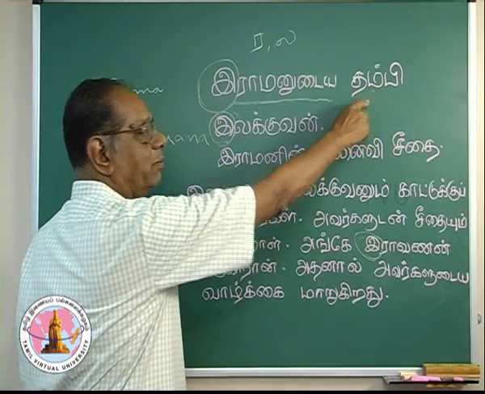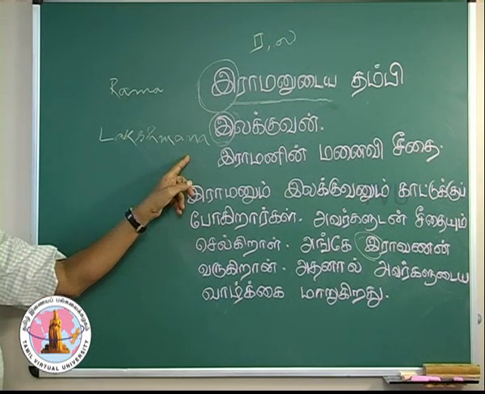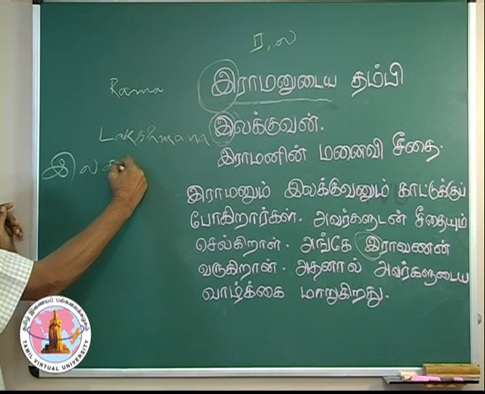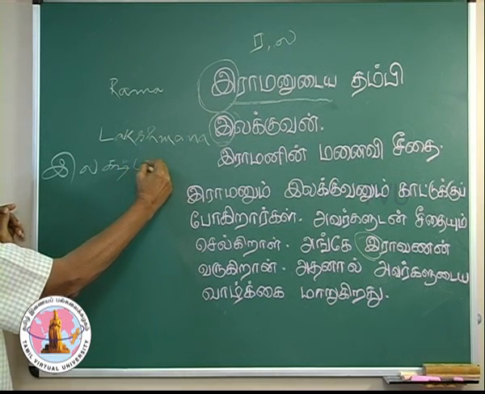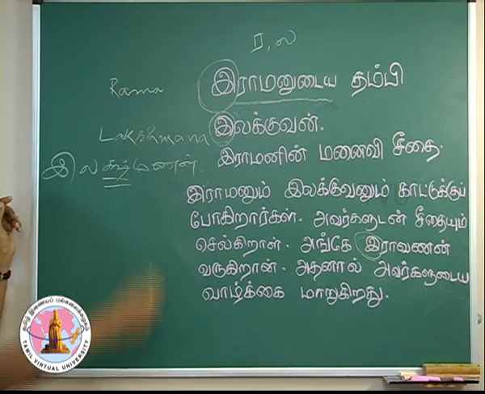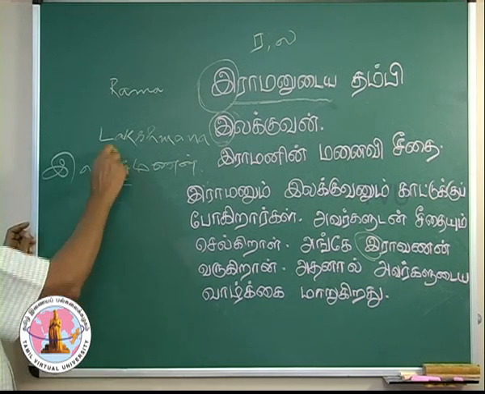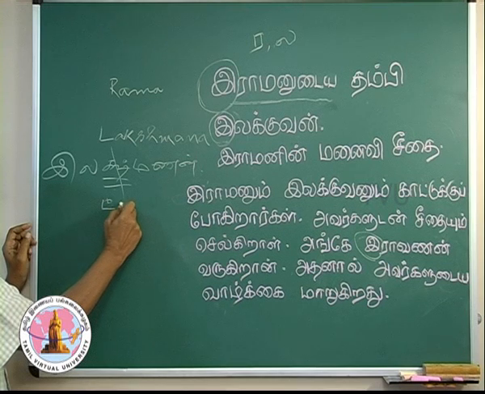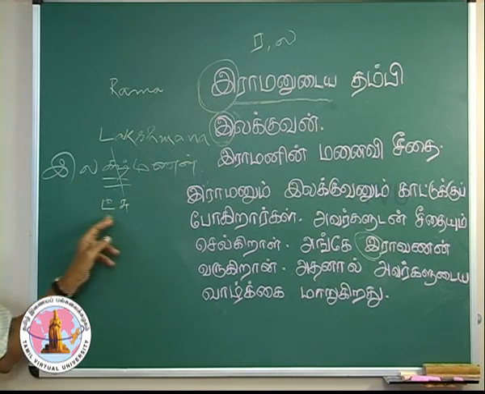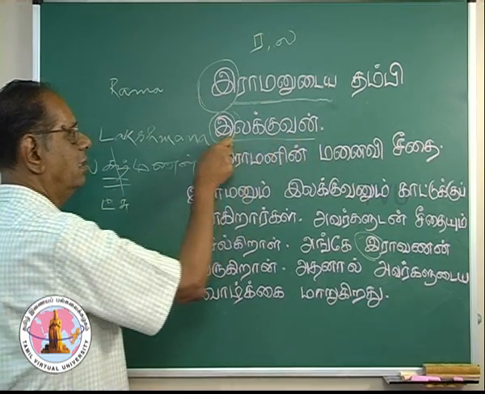Ramanudaya Thambi, Thambi, younger brother. Ilakkuvan. The name is Lakshmana. This can be written like this. You remember this letter? We have come across that earlier when we started studying Grantha letters, Lakshmanan. You can give up this and also write like this, I, La, It, Chu, Ma, Na, In, Lakshmanan. Now, they have Tamilianized the term and they call him Ilakkuvan.